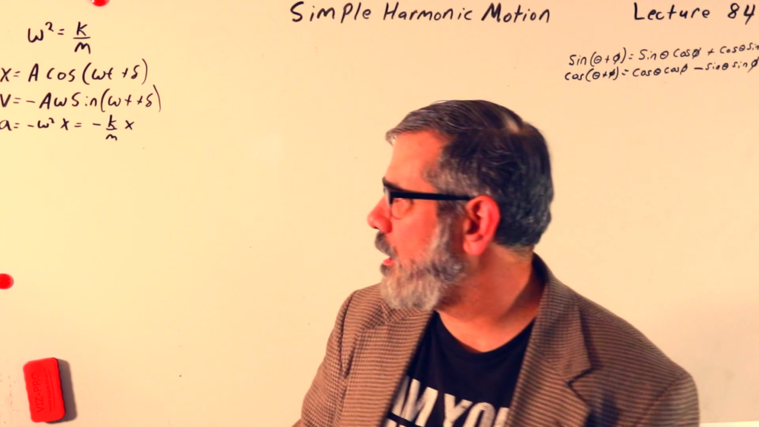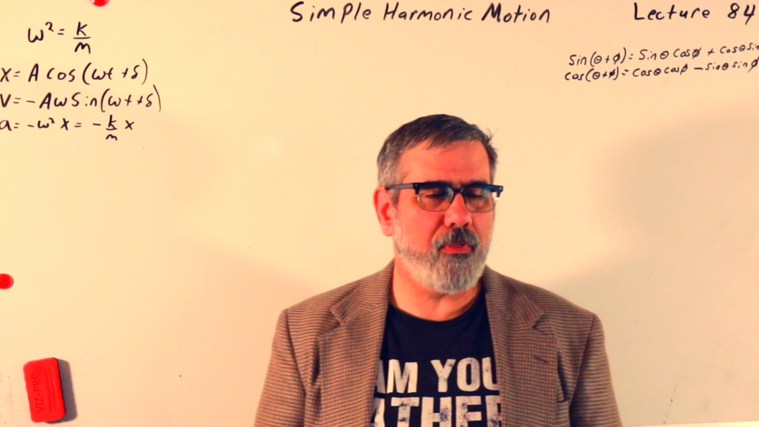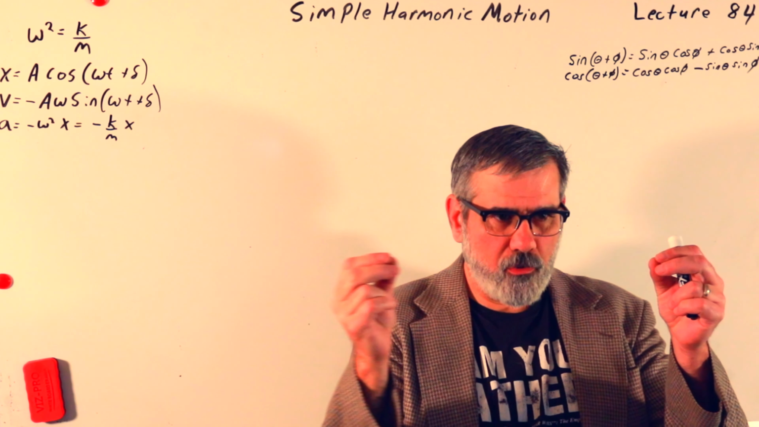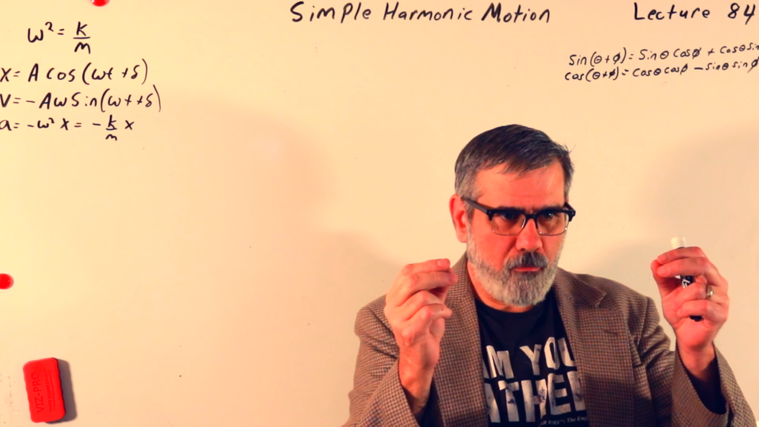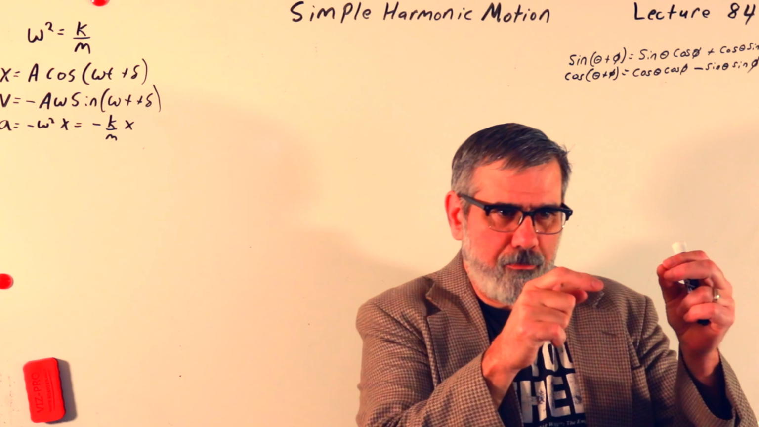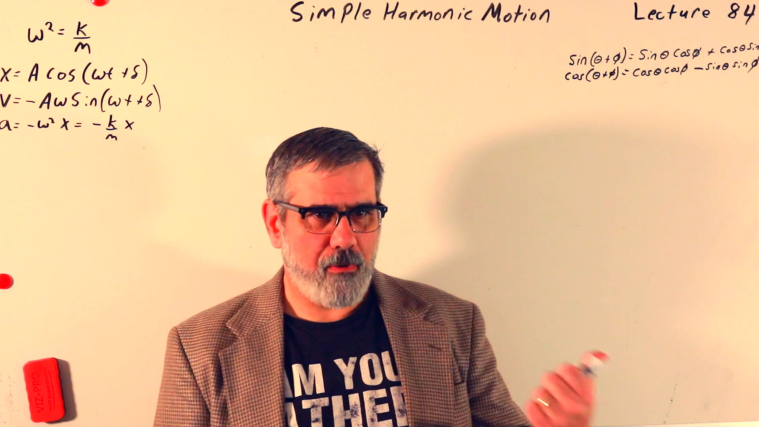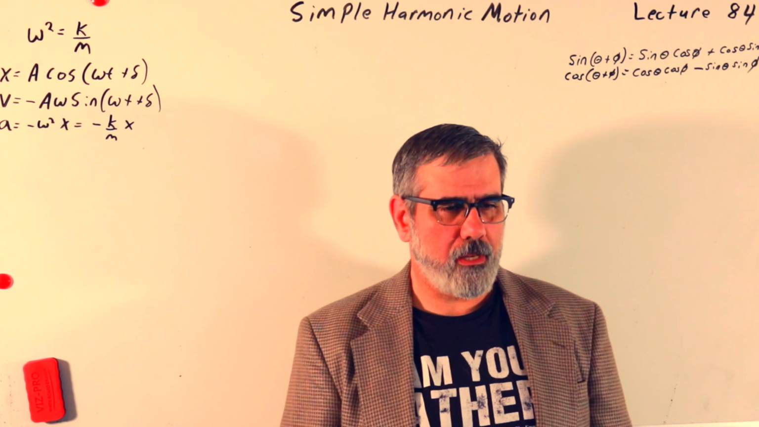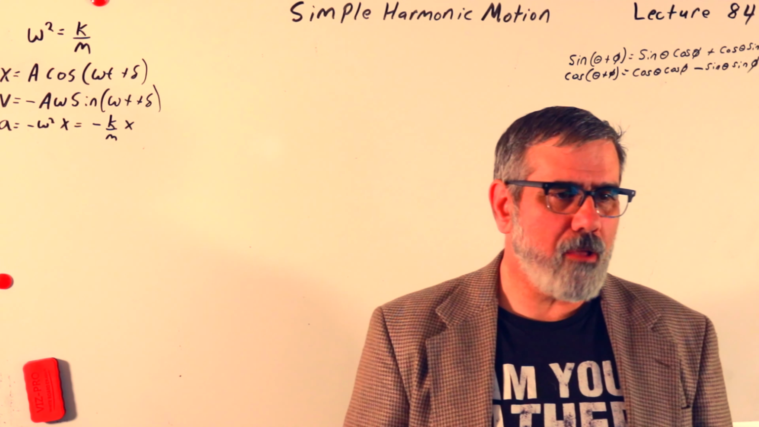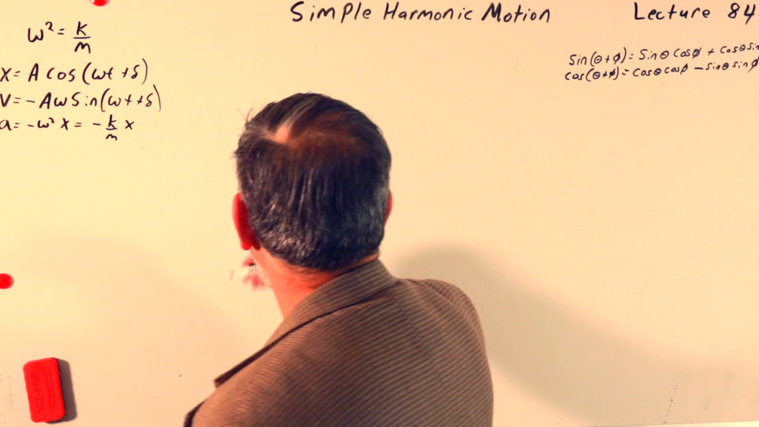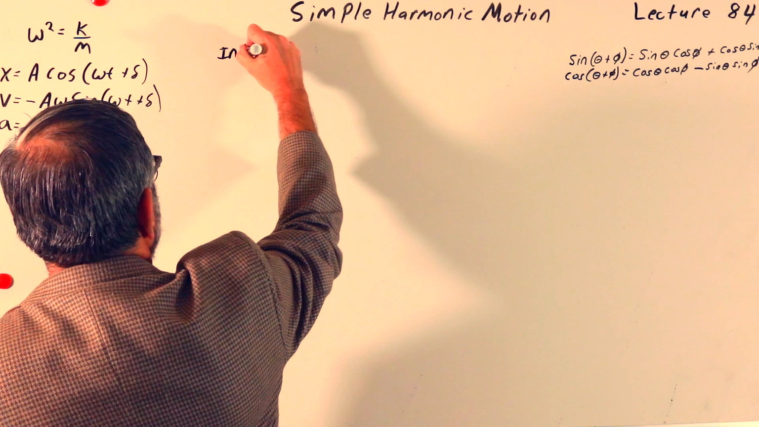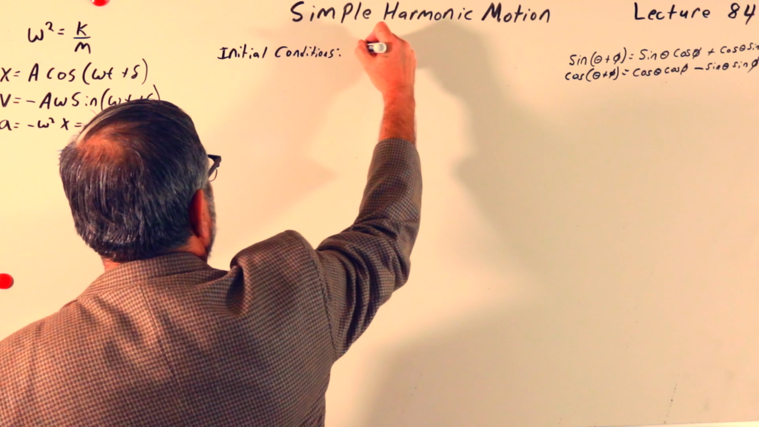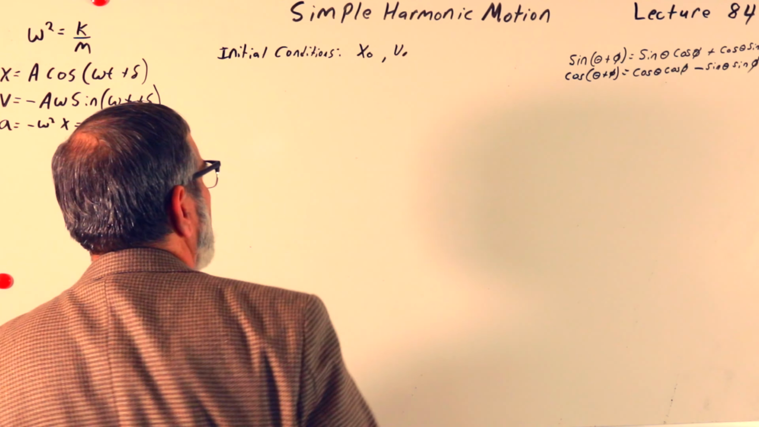And what I want to do is talk about, instead of this amplitude, the initial conditions. Because it may be that you stretch your spring out, not to its maximum amplitude, but just to some other point. And when I release it, I don't just release it with no velocity, I give it a push. So I give it some initial position and some initial velocity. That's a more usual situation, and it's useful to have equations that describe it in terms of these initial conditions: x naught and v naught.